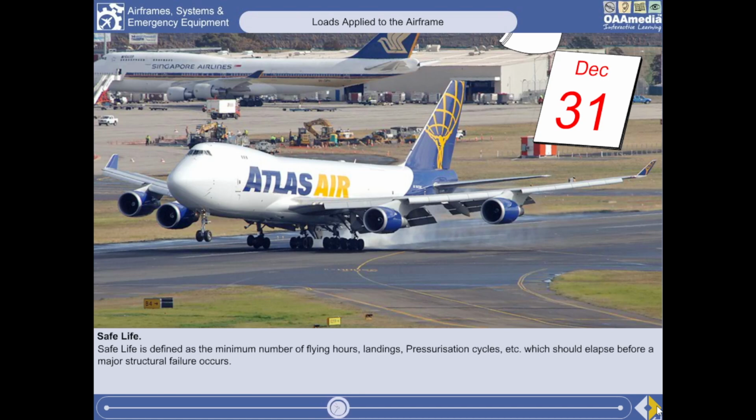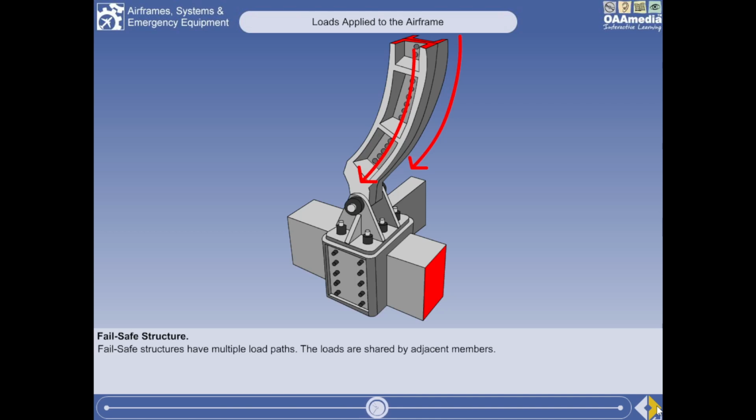During the operational life of the aircraft, to minimize the effects of metal fatigue, aircraft designers apply the principles of fail-safe or damage-tolerant construction. A fail-safe structure is based on the principle of component redundancy. It has multiple load paths in parallel, which means that the loads are shared by adjacent members. Therefore, if one part fails, the load will be carried by the adjacent member for a limited period. This must be until at least the next periodic inspection.